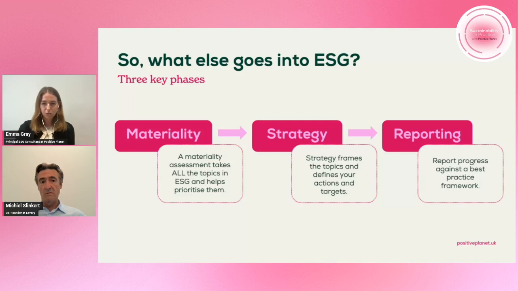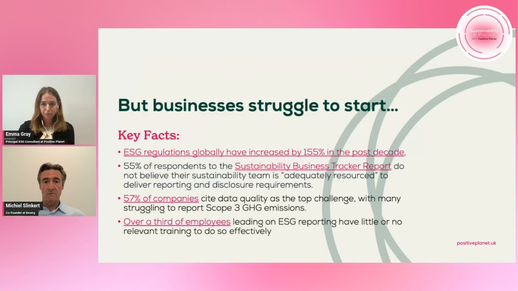This is the process that takes all ESG topics and then prioritises them into really what's most important for your business. Strategy, this is where you can set measurable targets, KPIs and actions against those priority topics, but also making sure that implementation is considered here to really drive progress. And then finally, reporting. This is where you can start disclosing this progress, preferably against a best practice framework, but perhaps just starting with an impact report and then moving on from there.